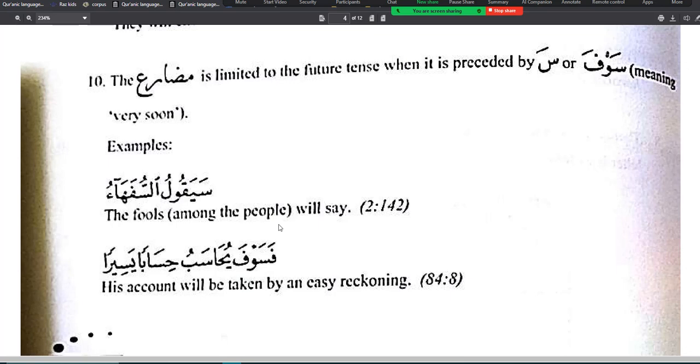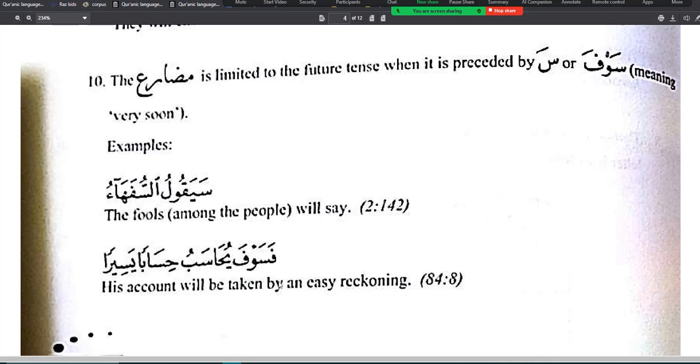Okay? So what is the mudare here? What is fi'l mudare? Not sayaqulu. It's yaqulu, right? Yaqulu is to say. So you can say either they say, present tense, or they will say. But what will you translate sayaqulu? Will say, right? Why? Because you have to remember, if the mudare is preceded with a sa or a saufa, it's always going to be what? Future or present tense? Future tense. So you say the fools among the people will say.